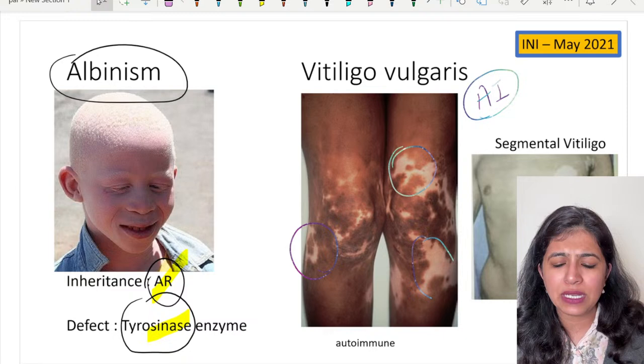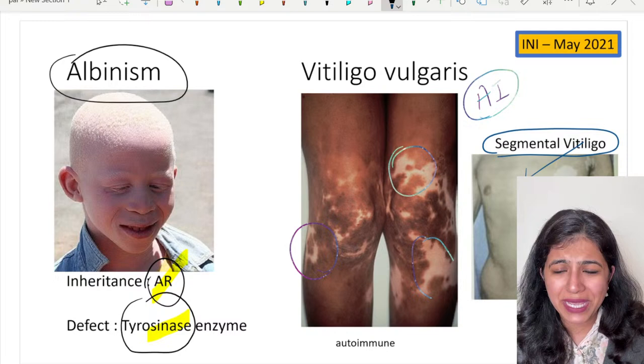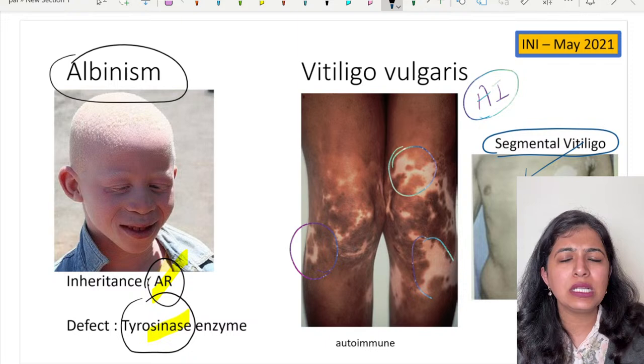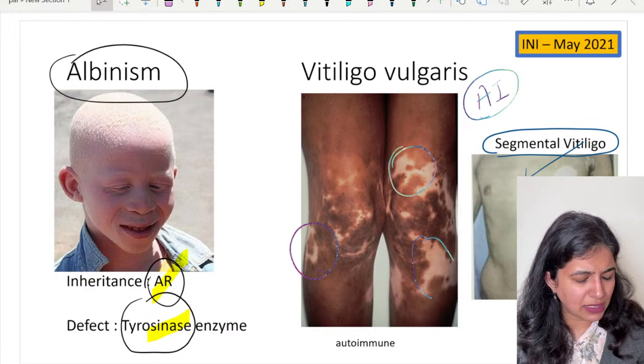Okay, then there is a type of vitiligo which is called segmental vitiligo. There will be a midline demarcation and the white patches will be in a segment. So this is segmental vitiligo. Unilateral lesions in a segment. Are you understanding the difference between albinism and vitiligo in an image?